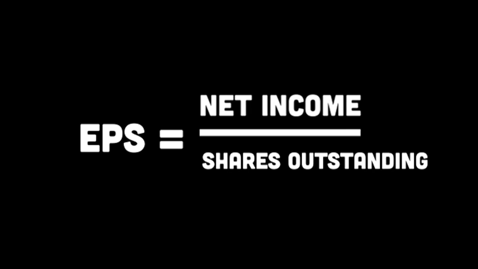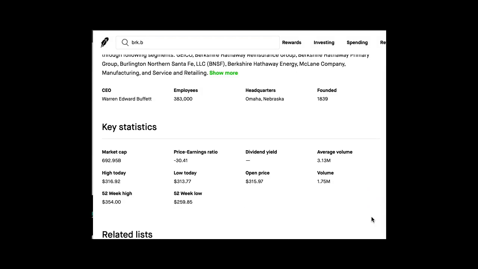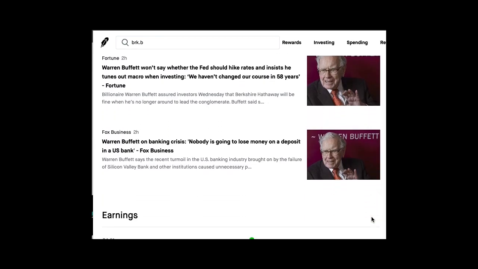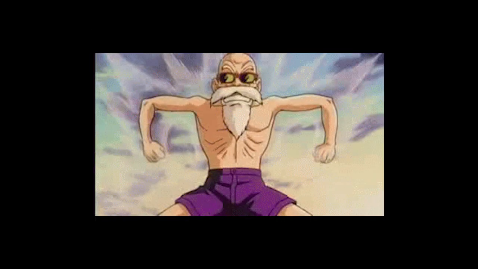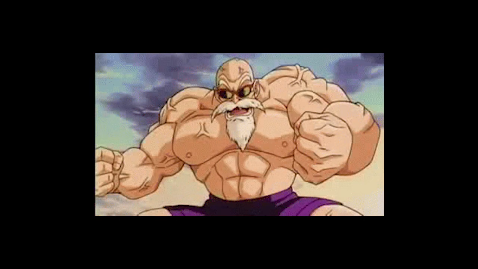Many retail investors focus on earnings per share, and it's one of the few metrics that most brokerages will actually share with you. At first glance, you would probably assume that net earnings and earnings per share would grow at the exact same rate, but this actually isn't always the case. Why do you think that is?